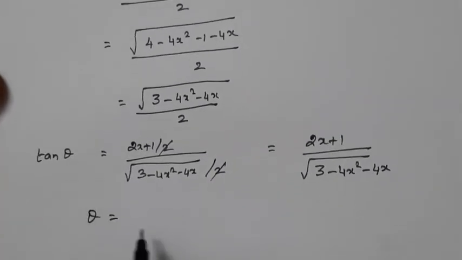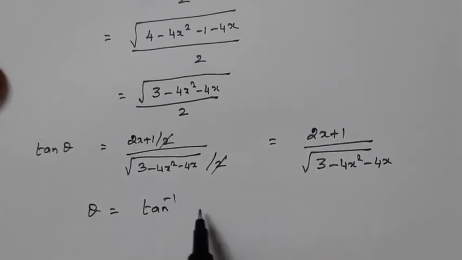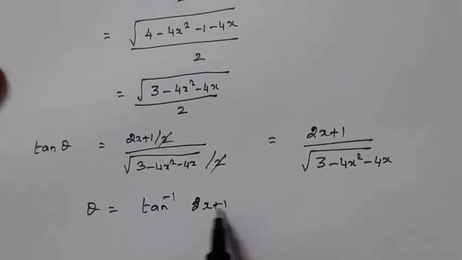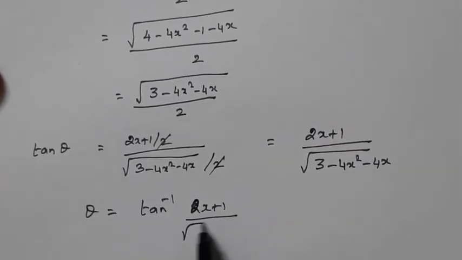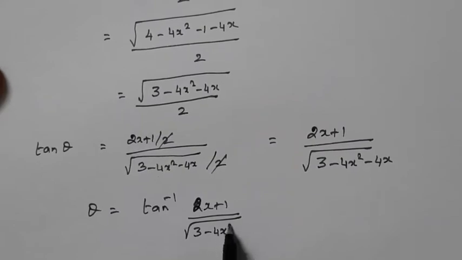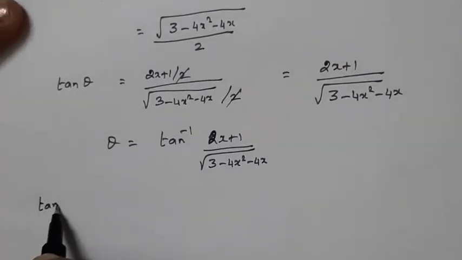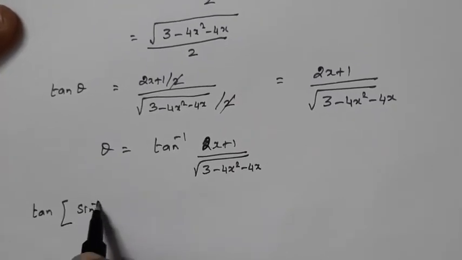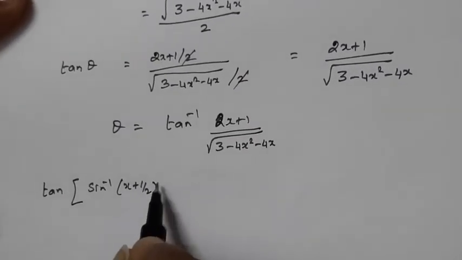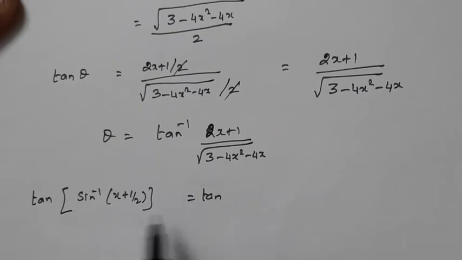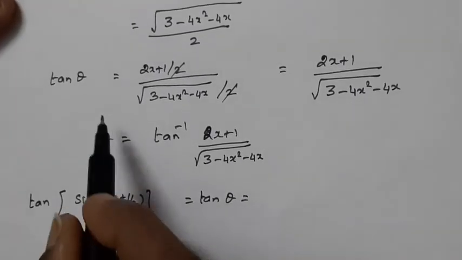And therefore what is theta? Theta is equal to tan inverse of (2x plus 1) divided by root of (3 minus 4x squared minus 4x). Okay, now let us substitute here. Tan of sin inverse of (x plus 1 by 2) is equal to tan of theta, that is tan theta. So what is tan theta?